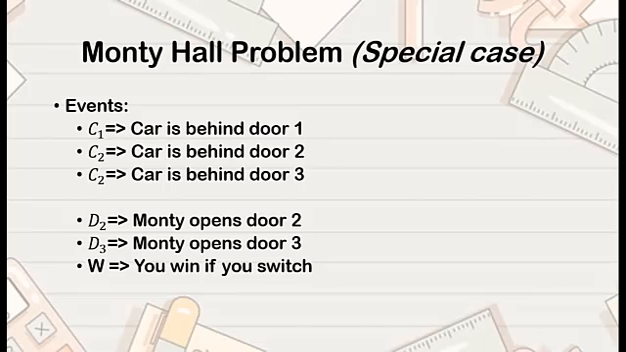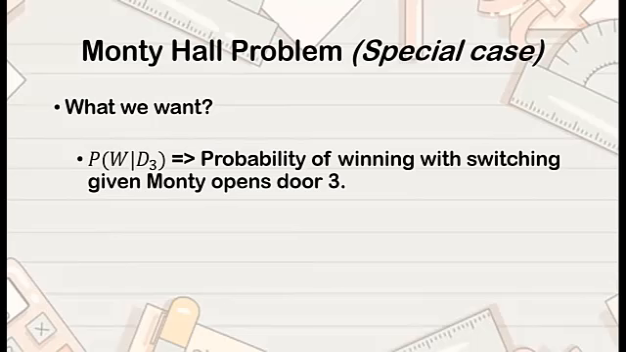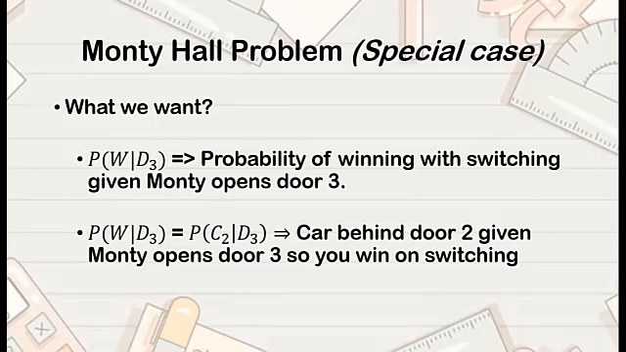Let's first define our events. C_i is the event that the car is behind door number i. So C1 is the event that the car is behind door 1. D2 is the event that Monty opens door 2 to show the goat, and D3 is the event that Monty opens door 3 to show the goat. W is the event that you win if you switch. What we need to find is the probability of winning with the switching strategy given Monty opens door number 3, which is the same as the probability of the car behind door 2 given Monty shows a goat behind door 3. So you switch to door 2 and win the car.